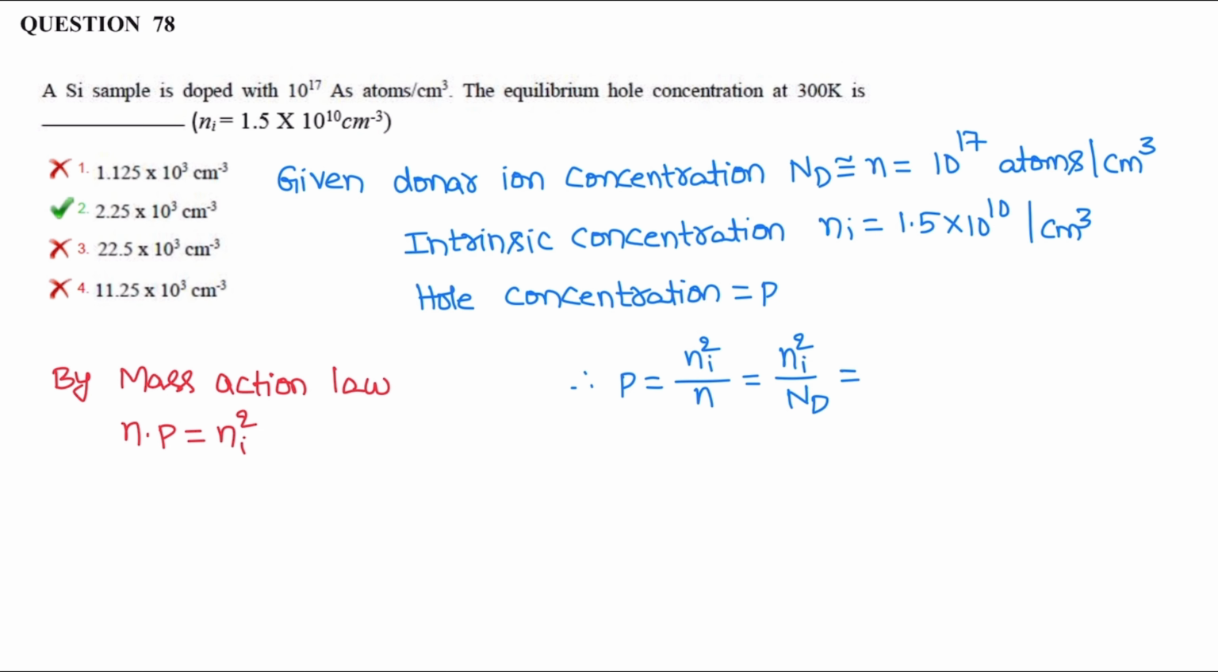From mass action law, P is equal to Ni square by N, that is Ni square by Nd. So Ni square is 1.5 into 10 power 10 whole square divided by Nd 10 power 17. We will get hole concentration is 2.25 into 10 power 3 per centimeter cube. So correct answer is option 2.